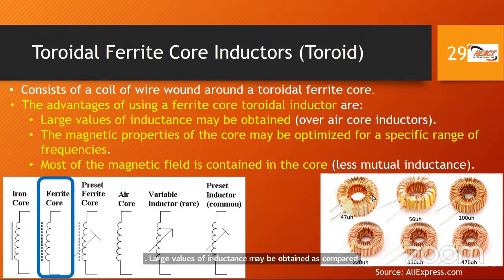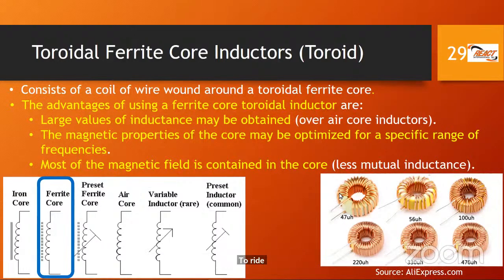What's an air core inductor? Well, it's an inductor like this, just with a coil of wire, no filler material inside, certainly not ferrite. There's a second property or a second advantage of toroidal ferrite core inductors, and that is the magnetic properties of the core may be optimized for a specific range of frequencies. What that means is that the ferrite material could be constructed depending on the frequency that you're going to use this toroid in. So just bear that in mind.